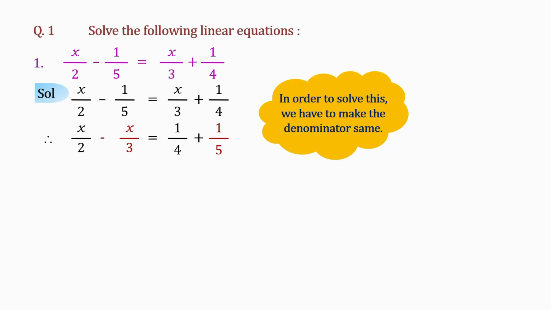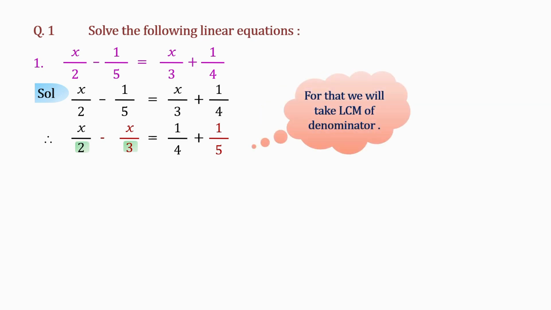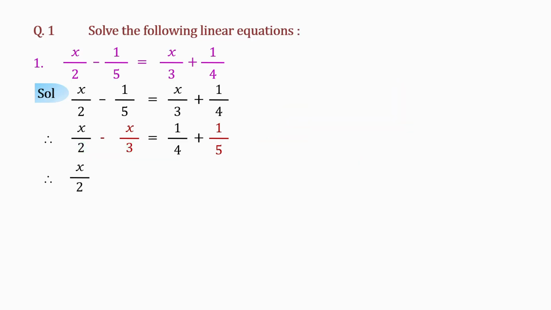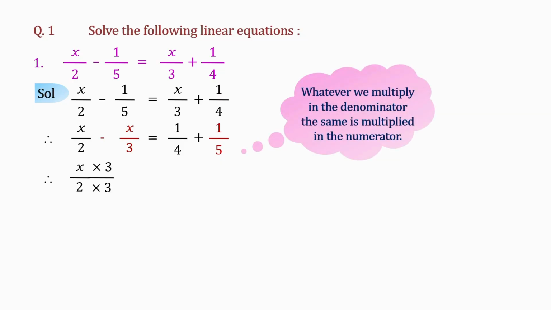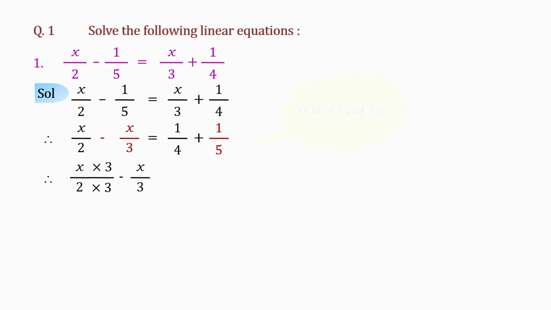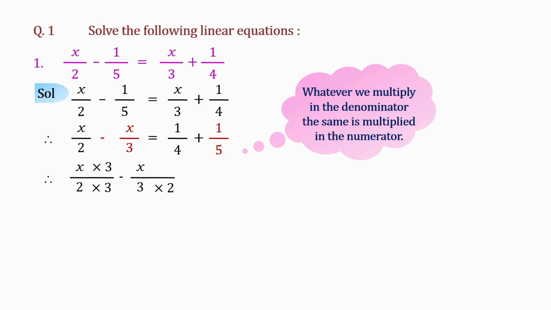So now we are going to solve this. So we have to make the denominators the same. So we are going to take the LCM of the denominators. So 2 multiplied by 3 gives us 6. Whatever we multiply in the denominator, we have to multiply the same number in the numerator as well. Now in this case, we are going to multiply by 2, and we will multiply 2 on the numerator as well.